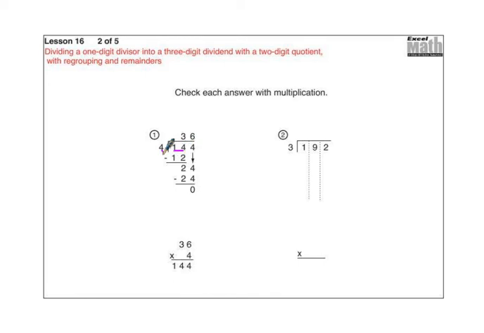First, we start with 14 divided by 4. I can't do 1 divided by 4. There's not enough in the number 1 to pull 4 out of it, to divide it by 4. And so I'm going to join the 1 with the 4 to make the number 14. 14 divided by 4 is 3, because 3 times 4 is 12.